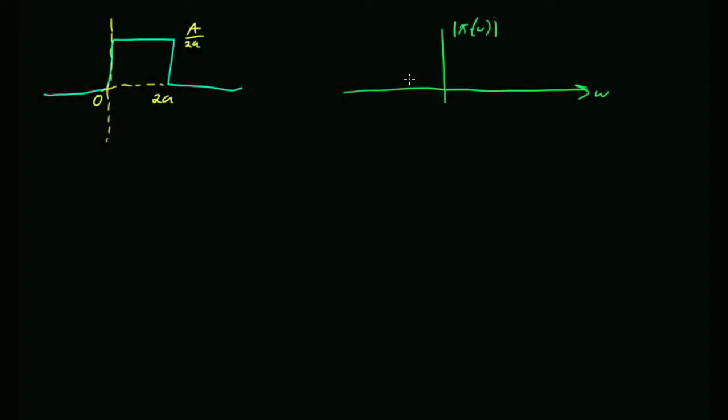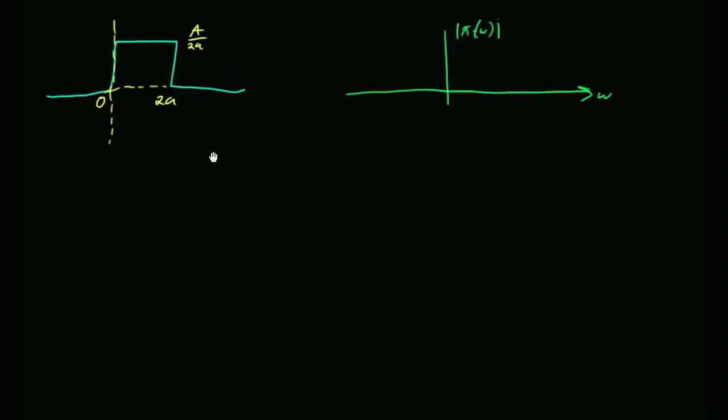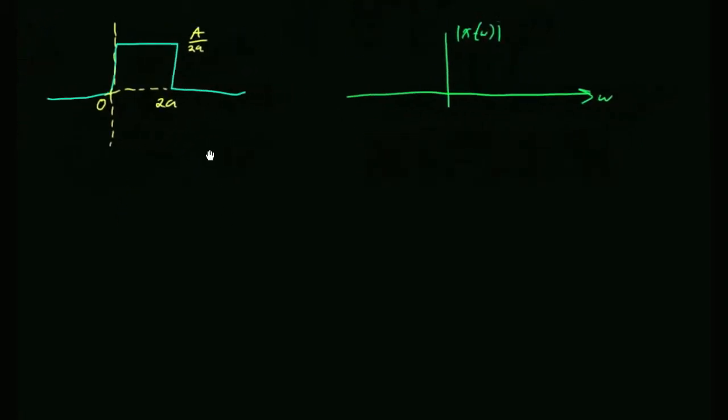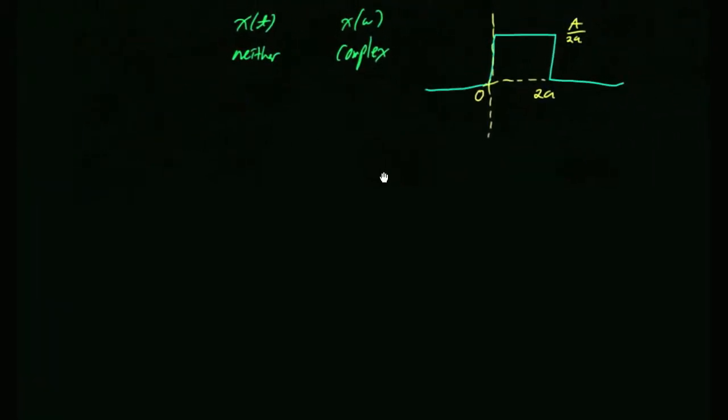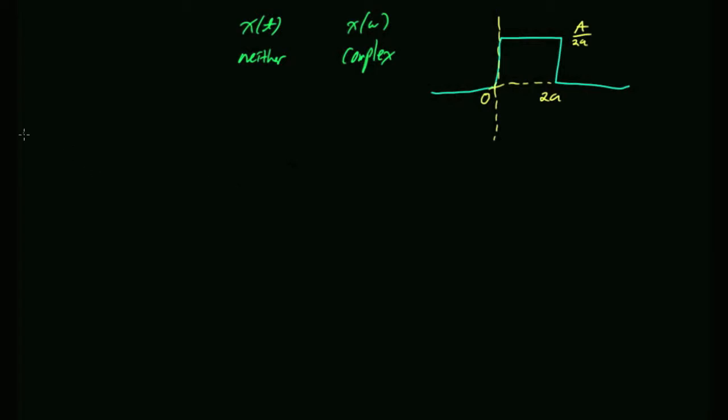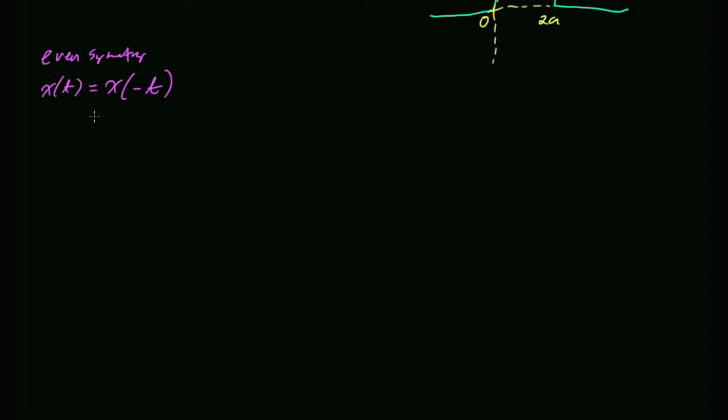Yes, sir? Why is it neither? Why is this non-odd symmetry? Okay, so the definition of odd, where am I going to write? It's a good question. I appreciate you asking it, because I forget that that ties people up. Okay, so remember, even symmetry is defined mathematically as x of t equals x of negative t. And in terms of a plot, what that looks like is something like that, where it's basically symmetric across the y-axis.